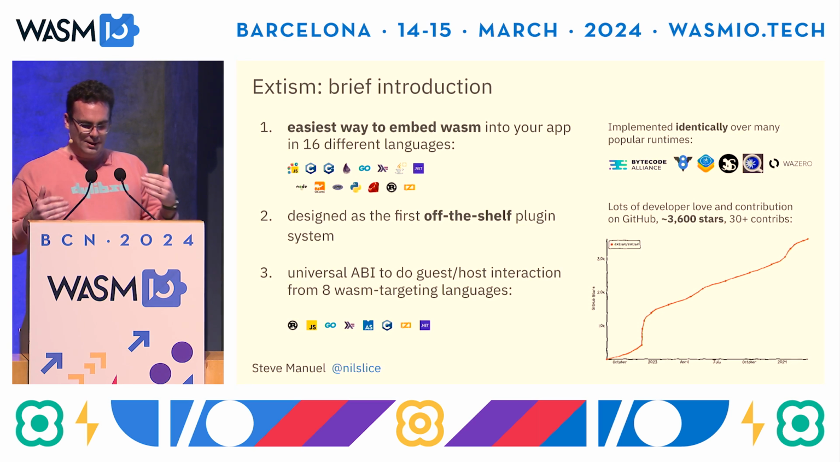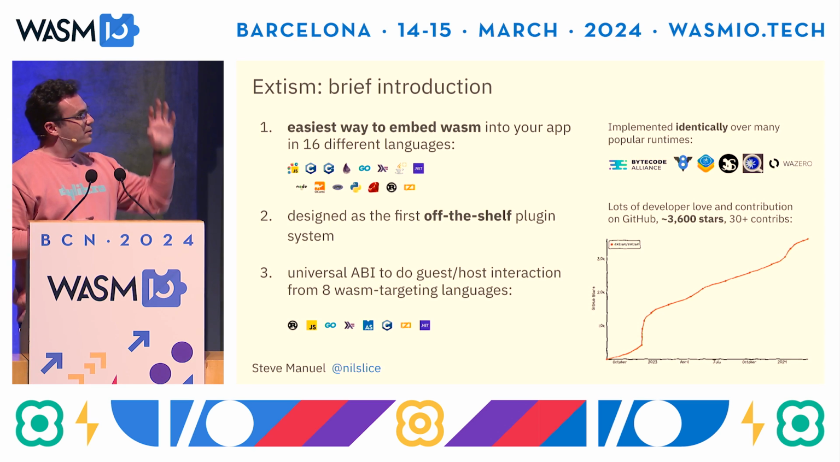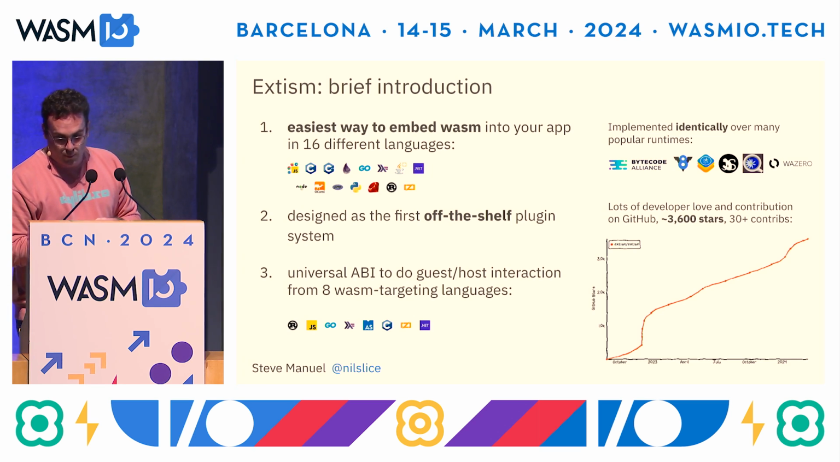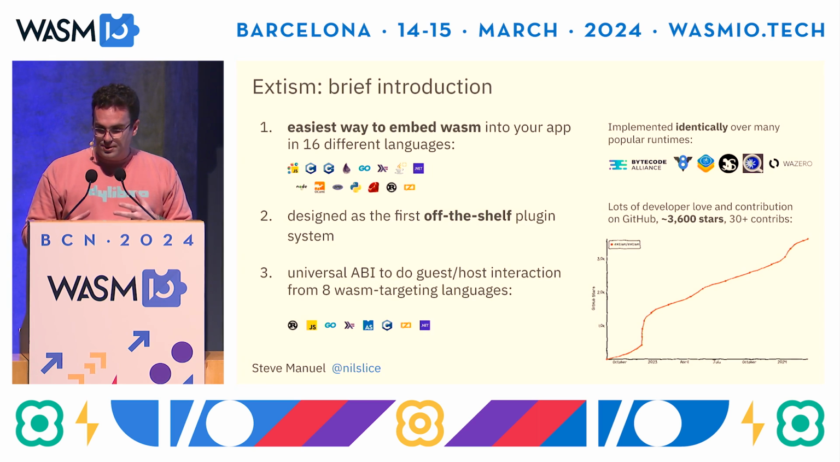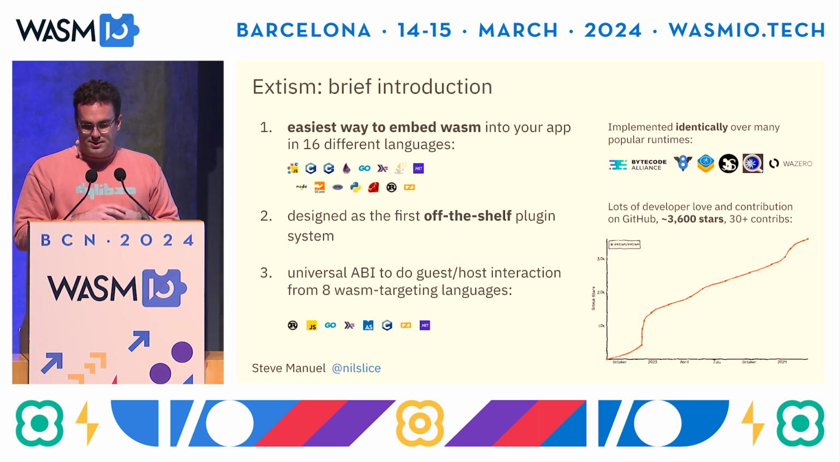And at a lower level, Extism is just a universal ABI, and it does guest host interaction between those 16 languages and these 8 runtimes that you see here. And actually, .NET counts as 2 because it's both C# and F#. Extism is this ABI that's implemented identically over many different popular runtimes. And you can see all the places that run WASM very well, including Wasmtime, V8, JSC, SpiderMonkey in the browsers, our own Java native runtime called Chicory, and Wazero, a Go native runtime.